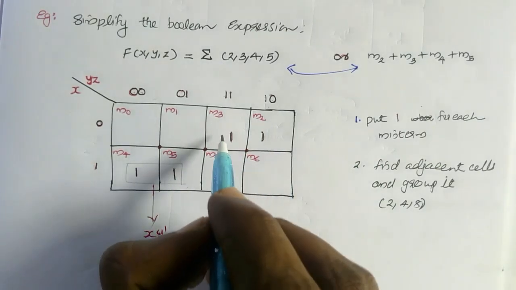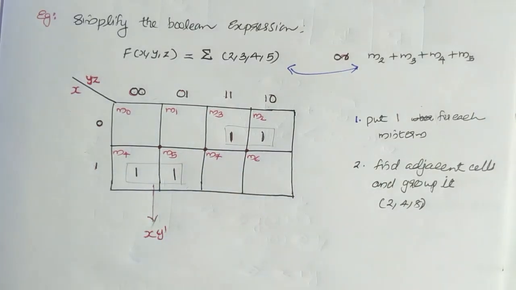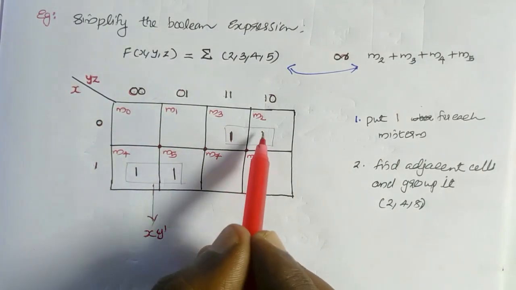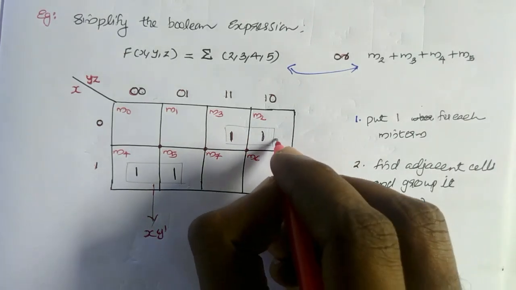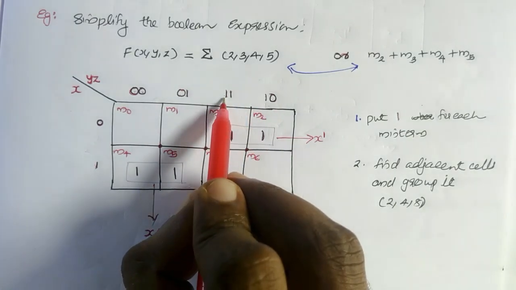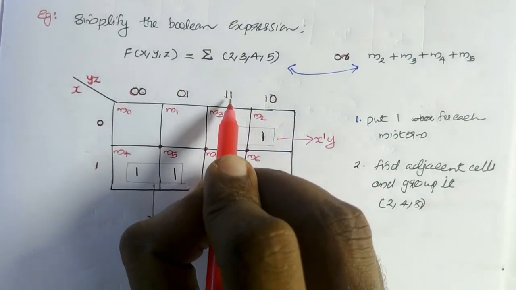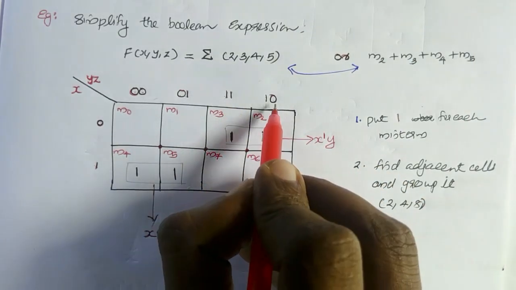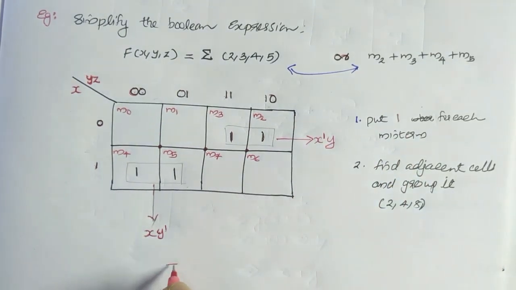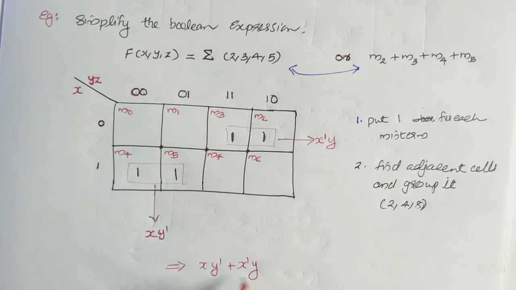And we are grouping this. From here there is no change in the x part for these two min terms, so we will get x bar. Then we look at y and z. The y stays as 1, so we say y. The z changes from 1 to 0, so there is no z, so x bar y. The answer is x y bar plus x bar y.